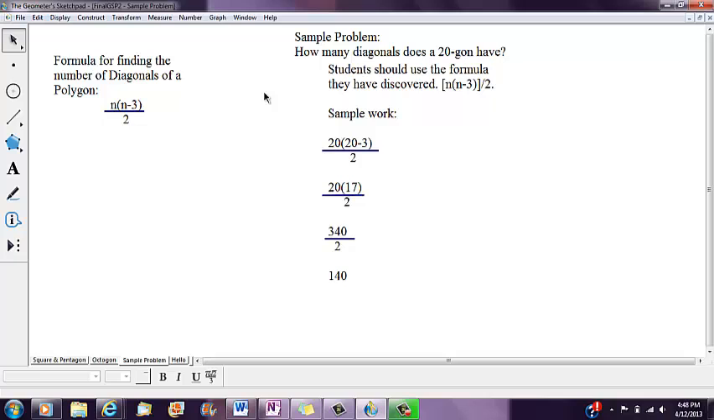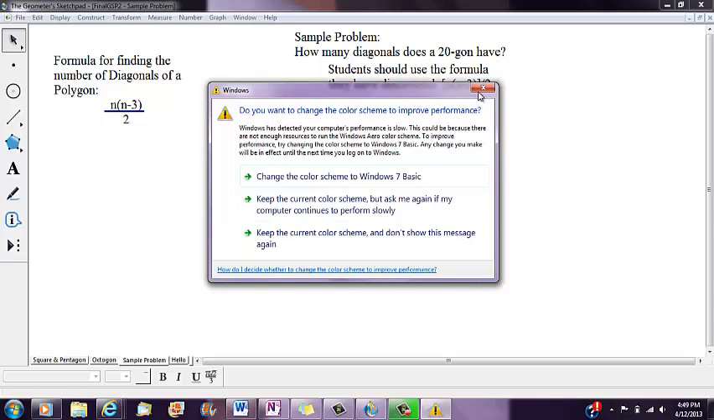A sample problem that I might give the students is I would ask them how many diagonals a 20-gon has. Students should be able to use the formula that they have previously discovered, which is n times n minus 3, all divided by 2. And some sample work that the students might show is 20 times 20 minus 3 over 2, which then becomes 20 times 17 divided by 2, which then becomes 340 divided by 2 to get a final answer of 140 diagonals. Wow, that is a lot.